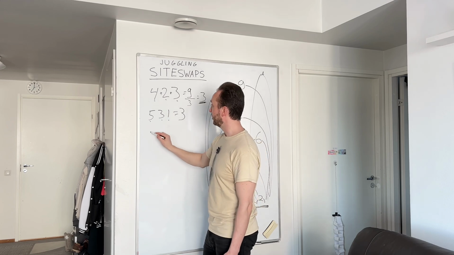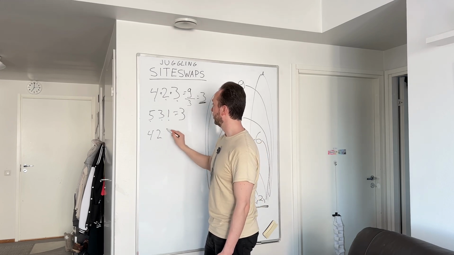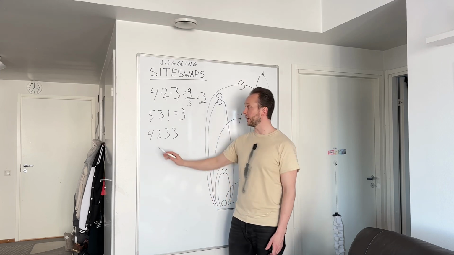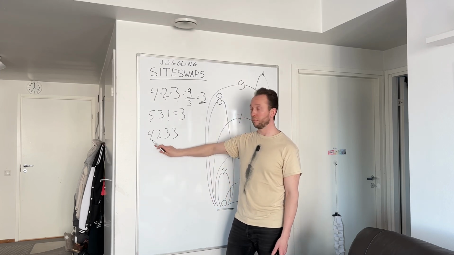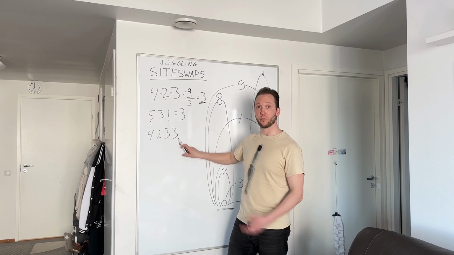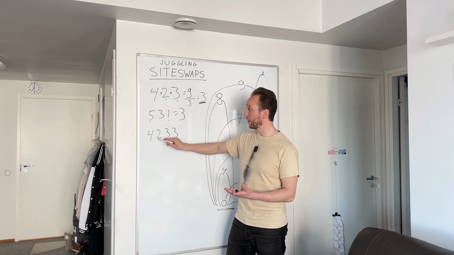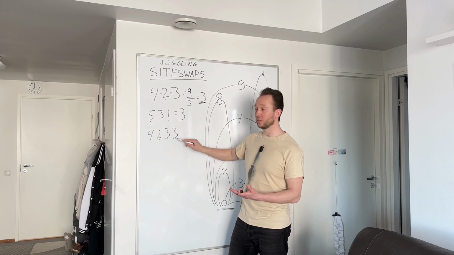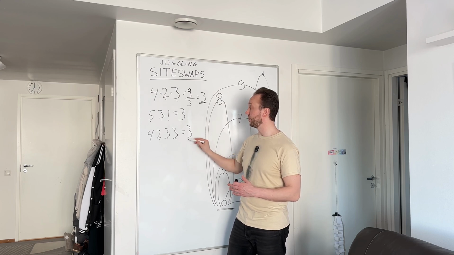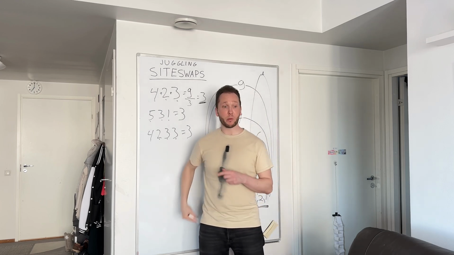One more easy example. 4, 2, 3, 3. All right? So we take again 4 plus 2 is 6, plus 3 is 9, plus 3 is 12, and we have 12 divided by 1, 2, 3, 4 numbers. So divided by 4, 12 divided by 4 is 3. So we know that's a 3-ball trick.